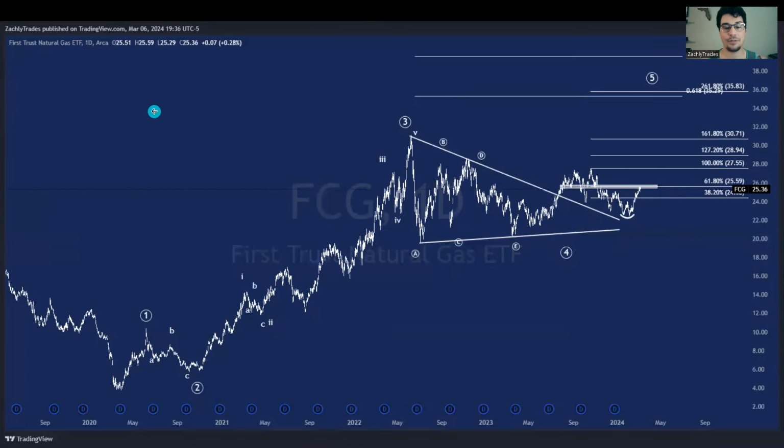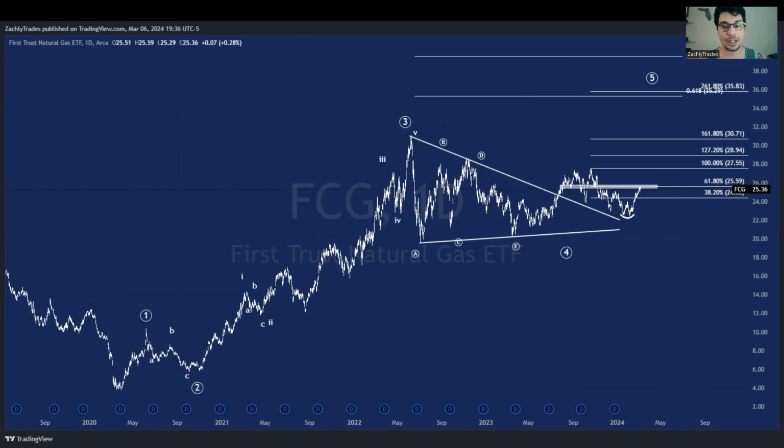Now, FCG is the First Trust Natural Gas ETF, and the big difference between this and something like Boyle or UNG is that this is an ETF that's filled with stocks, okay? Now, you may think, oh, that's so stupid, of course it has stocks in it, it's an ETF. Well, things like UNG and Boyle are not stock-based, meaning you're not trading companies, you're not trading an ETF basket filled with companies in UNG and Boyle. What you're trading is commodity-based futures ETFs, and that's where that contango comes into play.